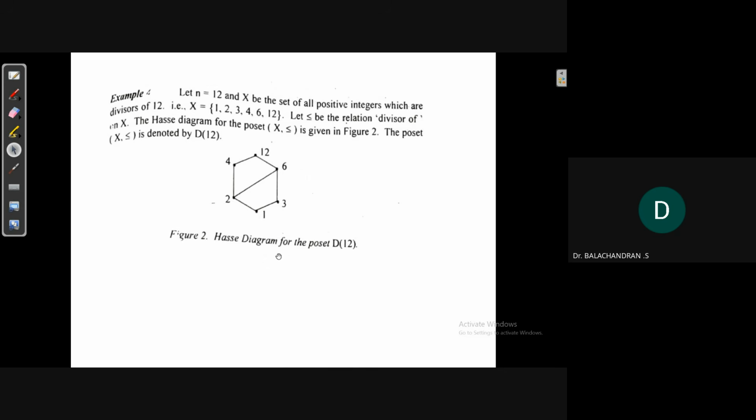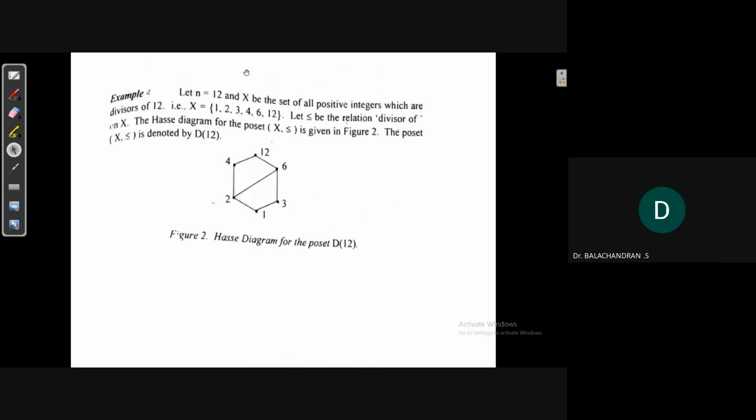Next, here n equals 12, so D of 12 means the divisors of 12. X is the set of all positive integers which are divisors of 12: 1, 2, 3, 4, 6, 12. Here the relation is divisor of. So 1 divides 2, 1 divides 3, 2 divides 6, 3 divides 6, 2 divides 4, 4 divides 12, 6 divides 12. So this is the Hasse diagram.